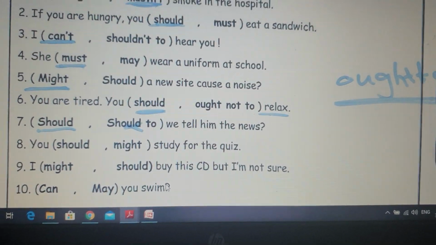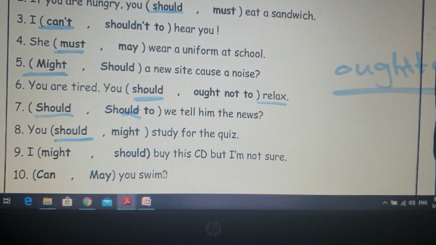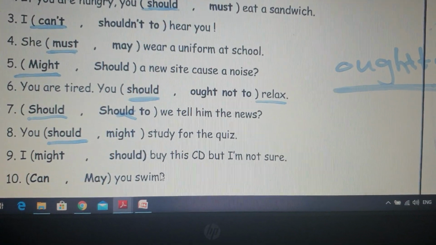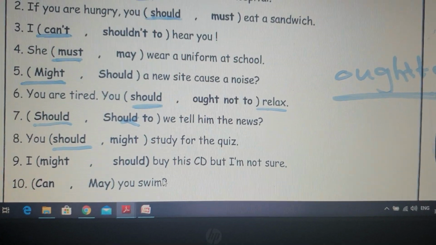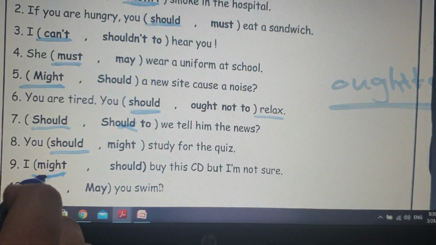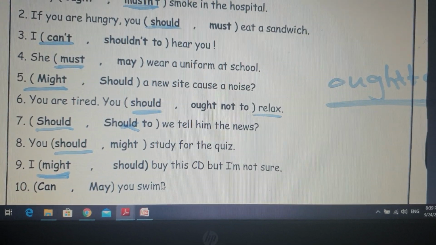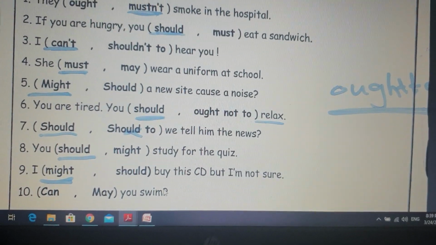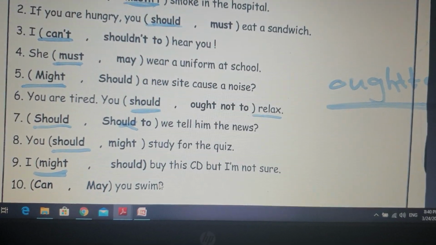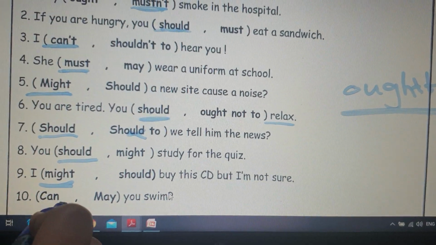Number 8, you should or might study for the quiz. You should study for the quiz. I might or should buy this CD, but I'm not sure. I'm not sure, so I might. Possibility, it may happen or it may not. Can or may you swim? We are asking about ability, so it's can.